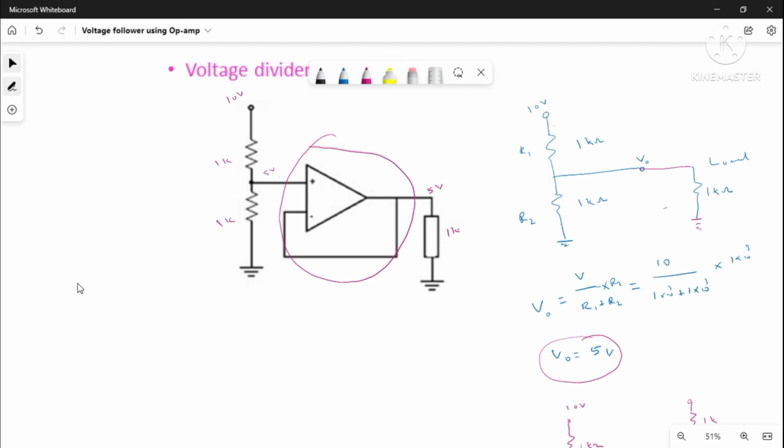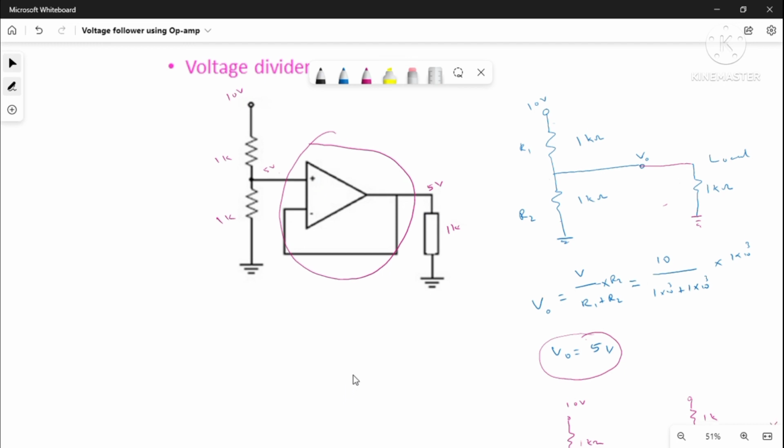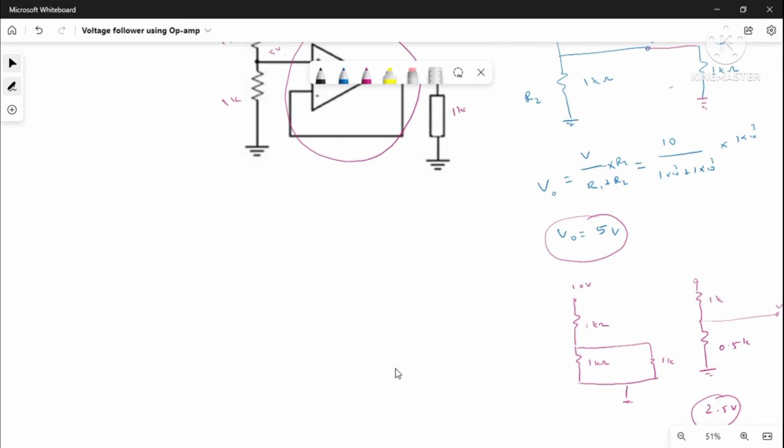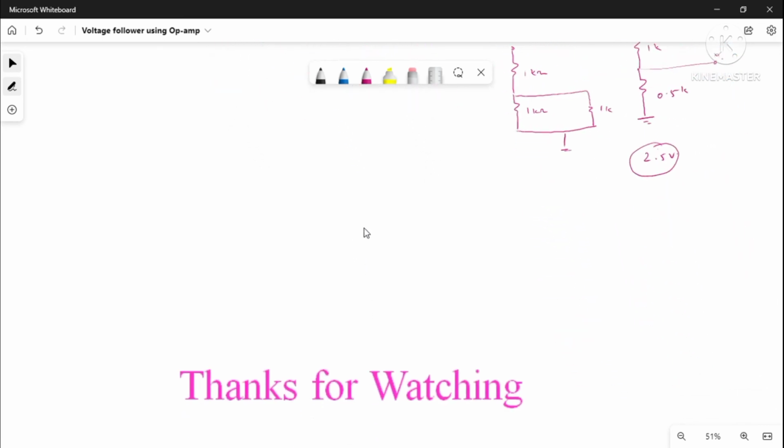We have several such applications. Suppose you have a transducer here which delivers very little current, which cannot be directly connected to the subsequent circuit. So we will go for a voltage follower circuit to make sure that the loading effect is not made on the sensor.